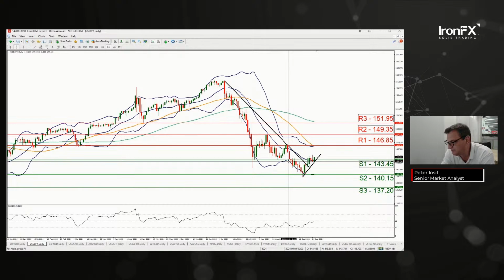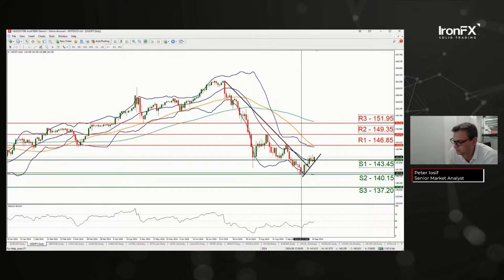And definitely such a movement would imply a breaching of the S1 43.45, while even lower, I would require the pair for a bearish outlook to also breach the S2 40.15. In my opinion, I would require a lower low than this one.